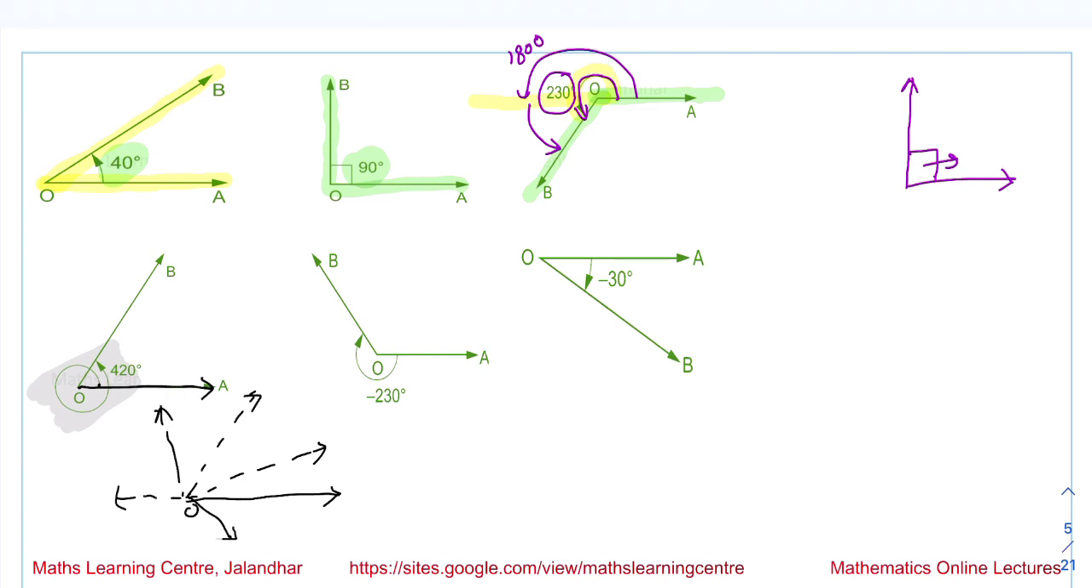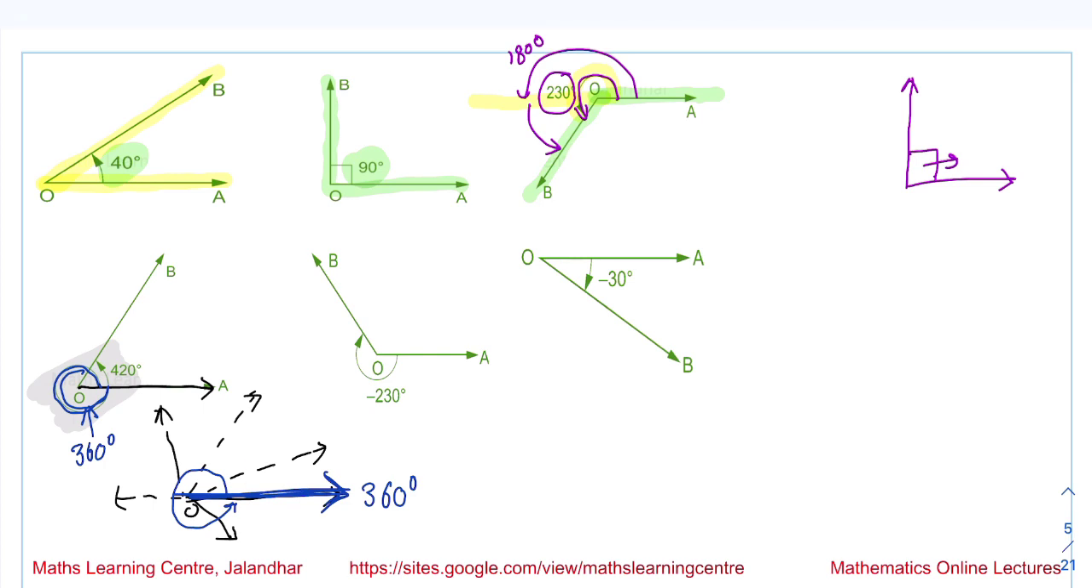Suppose it has made a complete revolution. When it has made one complete revolution, it reaches again this initial position OA. Then we are saying it has traced the angle of 360 degrees. Now after tracing, this is shown in this figure over here. Up to this point, it has traced the angle of 360 degrees.